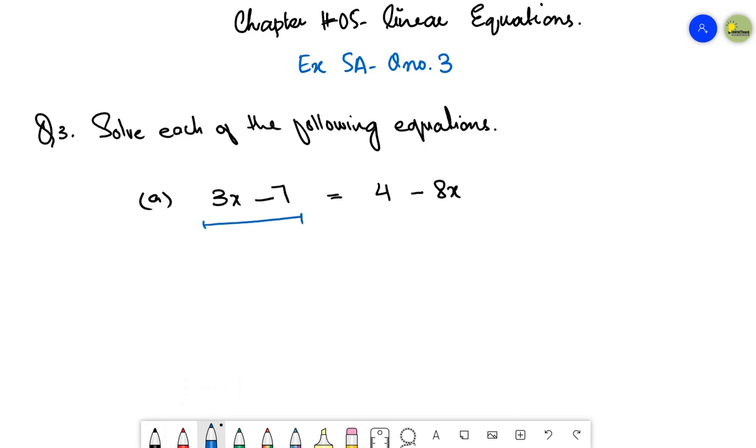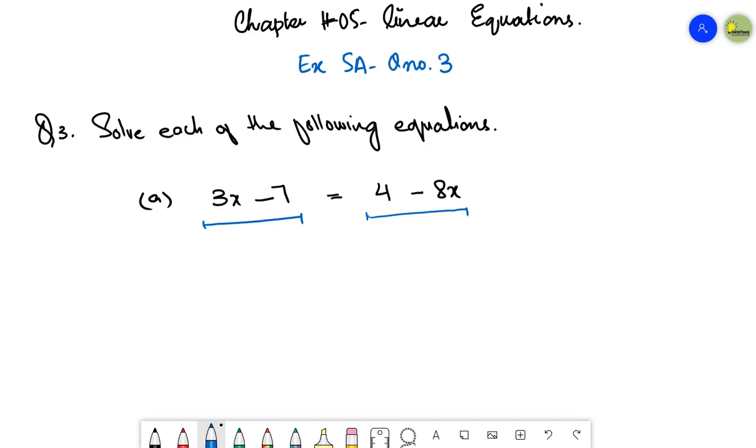If I talk about the left hand side, I'm having two terms. And if I talk about the right hand side, I'm having two more terms. So there are two terms on each side. In order to solve these kinds of equations where you have different types of terms, like 3x and 7: 3x is a term that has the variable x with it, and 7 is a constant value. Similarly, on the right hand side, 4 is a constant value, while minus 8x is a term with the variable.